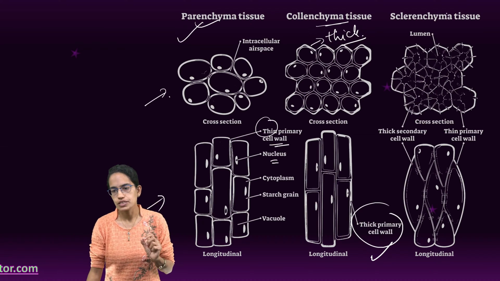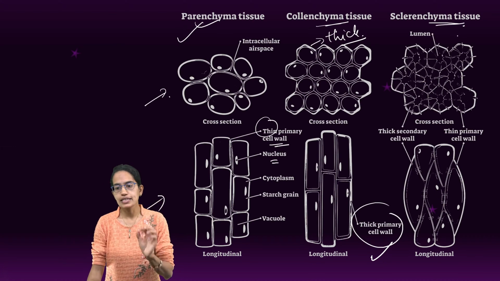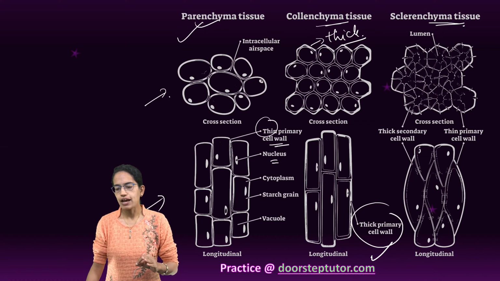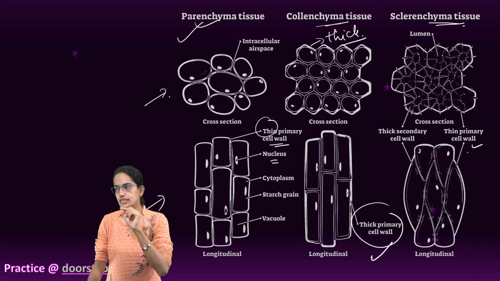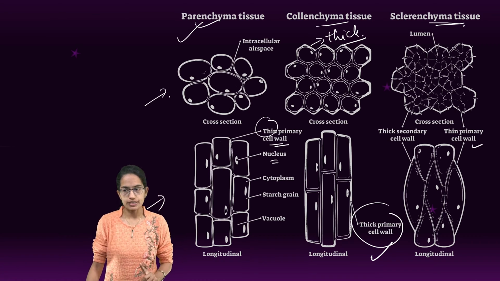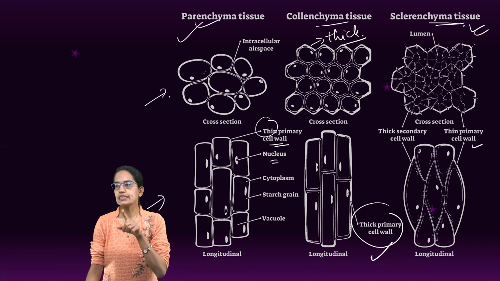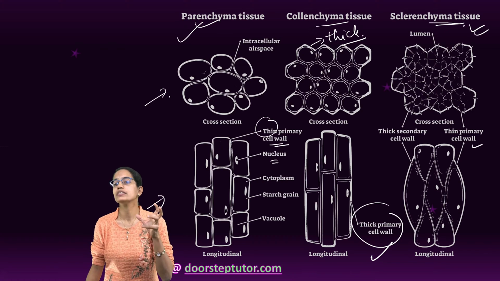And then we have sclerenchyma. Sclerenchyma are dead, thick and lignified cells. They do not have any intercellular space. There is no cytoplasm, and they are arranged end to end, as you can see. The primary cell wall is thin, but the secondary cell wall is thick. Again, a very important characteristic. Among all these, sclerenchyma is the one which has dead and thick lignified walls. So very, very important, and the idea of sclerenchyma is to provide support to the plant.